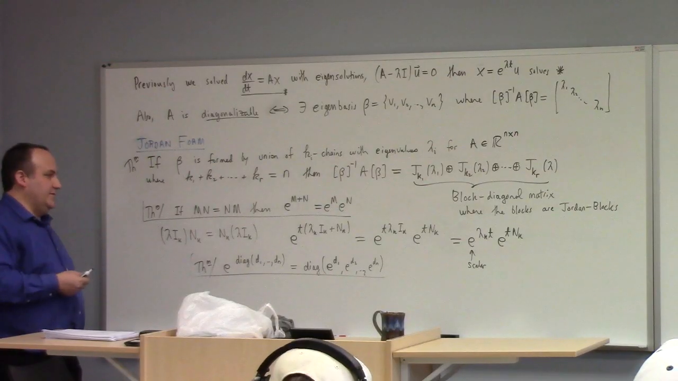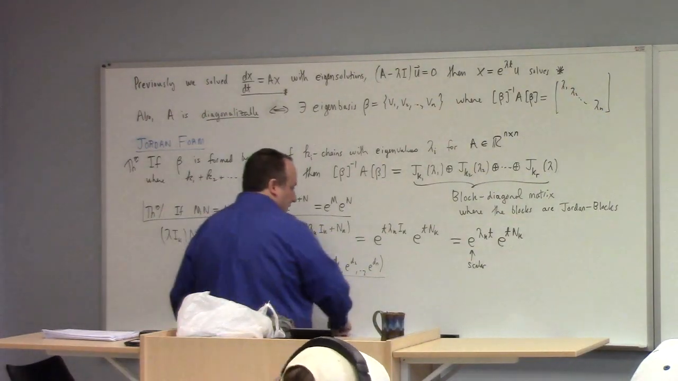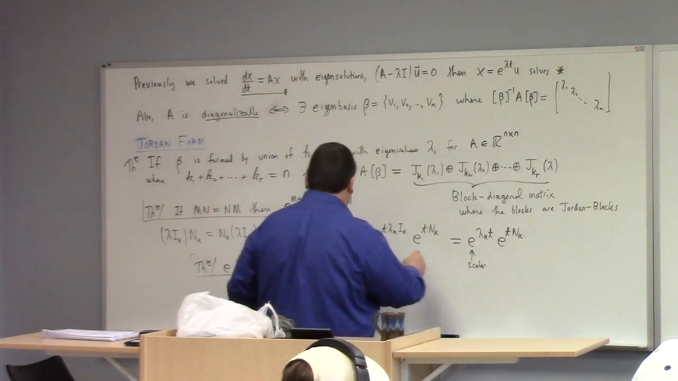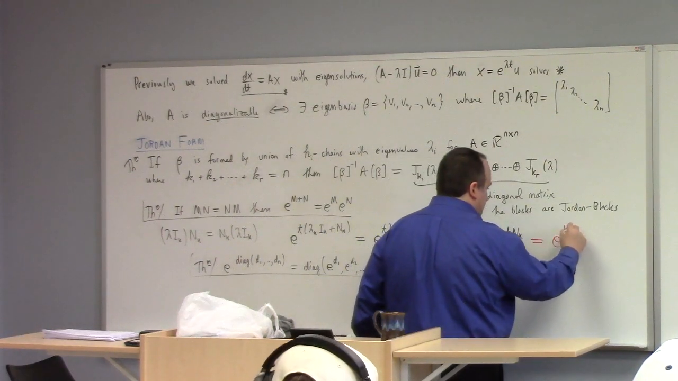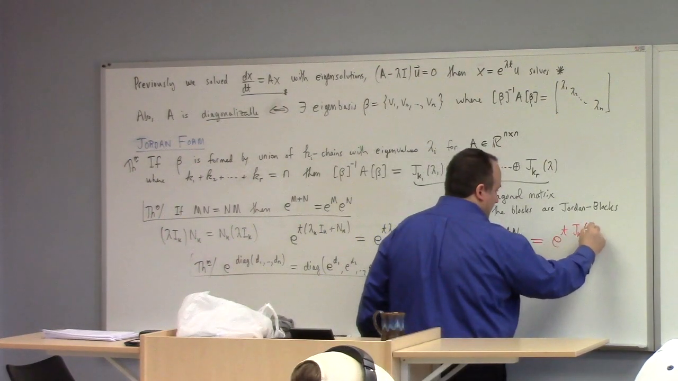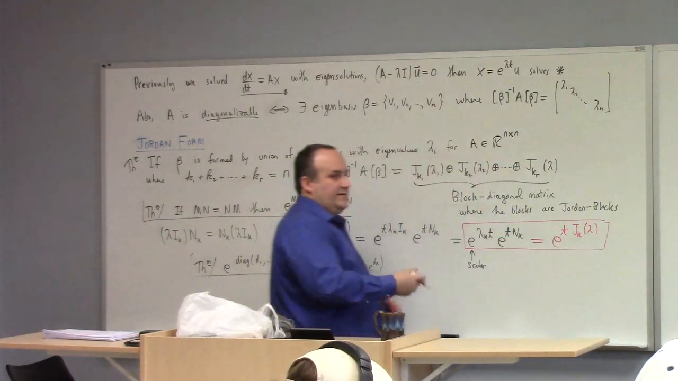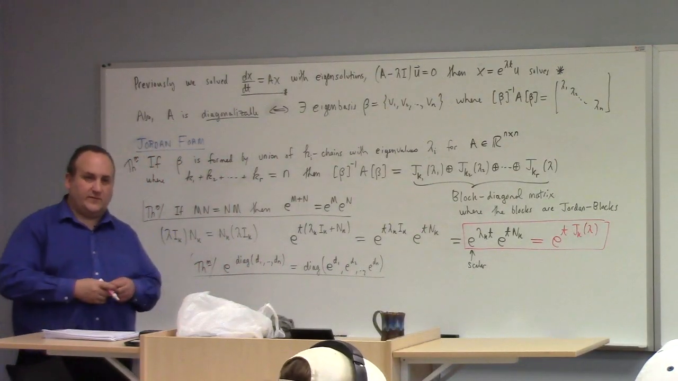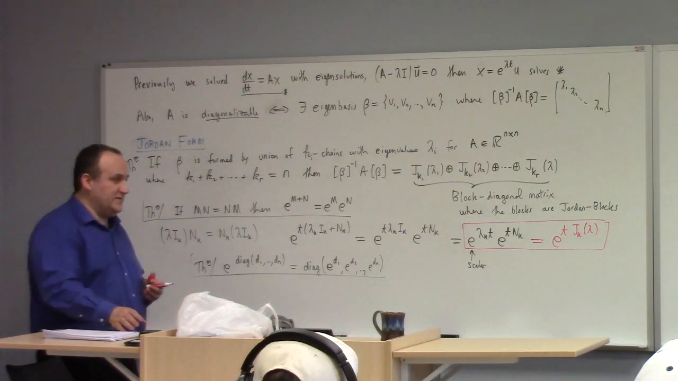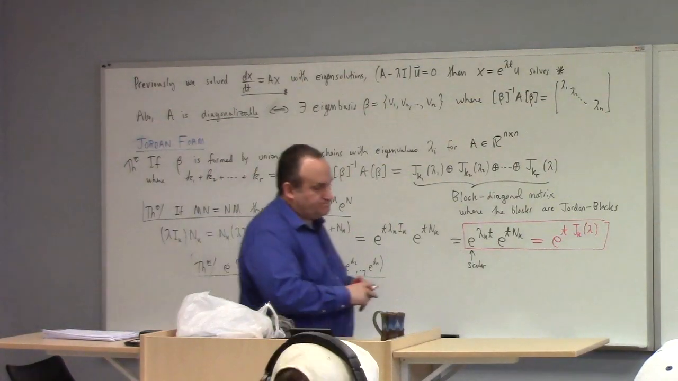Okay, so you're like, well, this is great, but how does this help? That would be a good question. Well, look at this. What we've just shown is the formula for e to the t times the k by k Jordan block. So we have a formula for calculating the matrix exponential of a Jordan block. This is very nice. There's more, though.